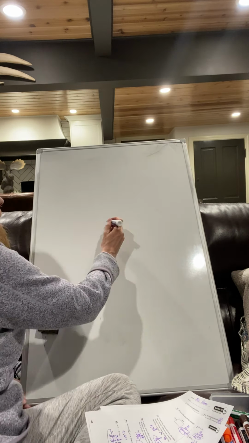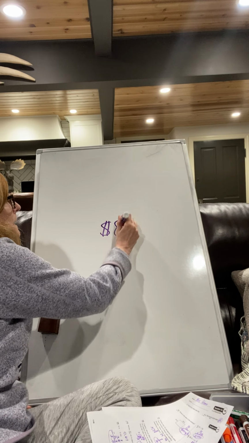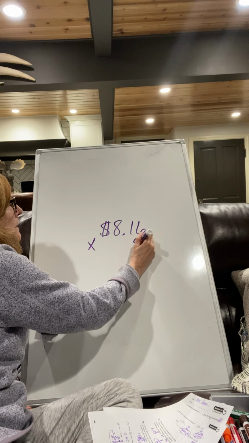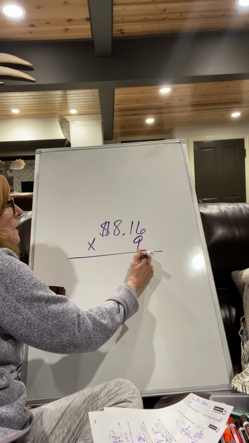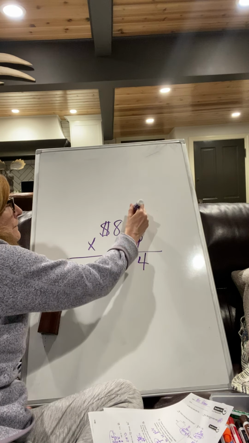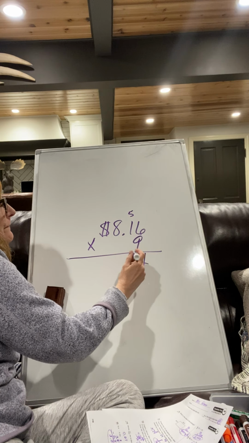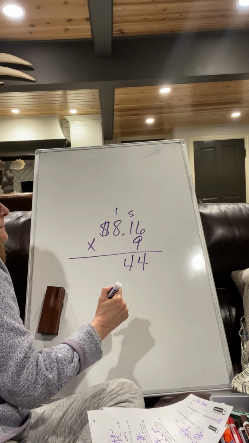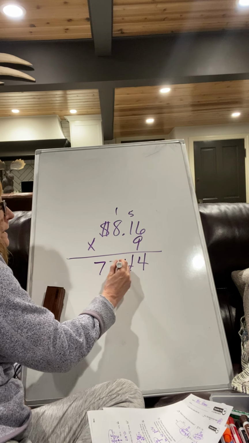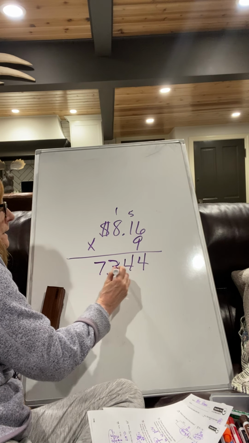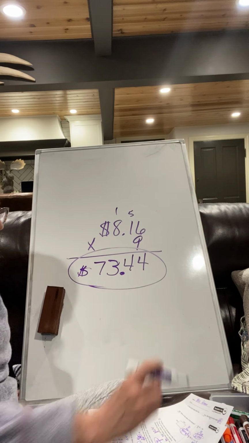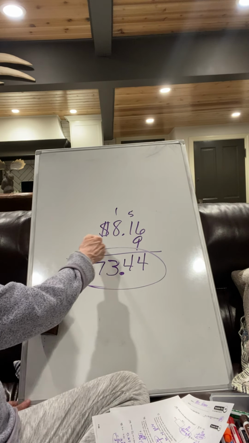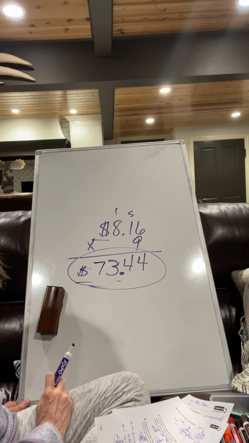The next problem, $8.16 times 9. 9 times 6, 54. 9 times 1 is 9, plus 5 is 14. 9 times 8 is 72, plus 1 is 73. So your answer is $73.44. Don't forget your unit.